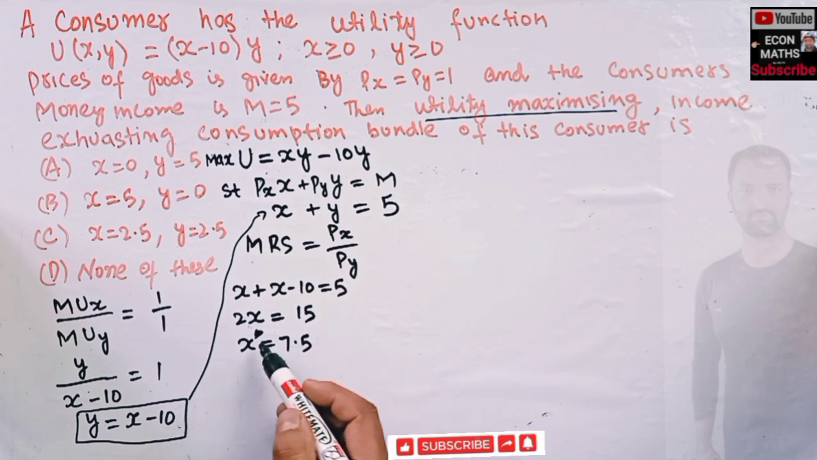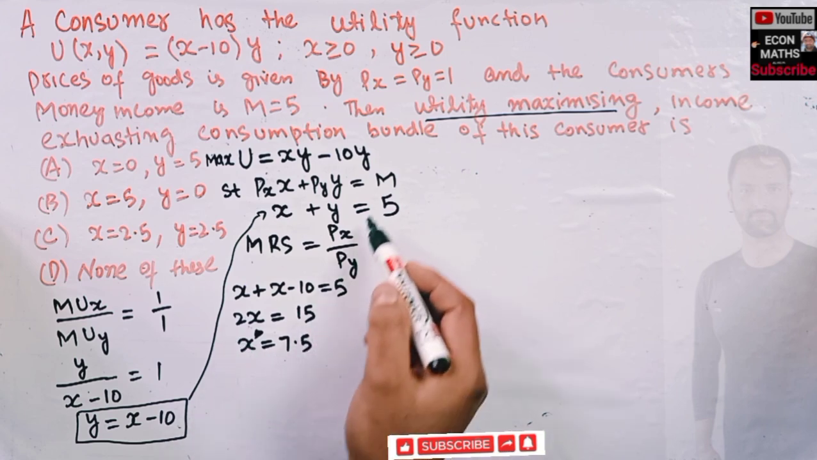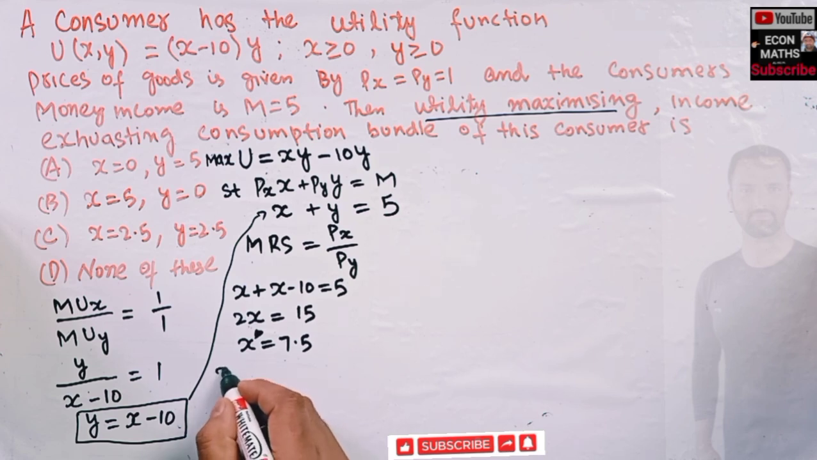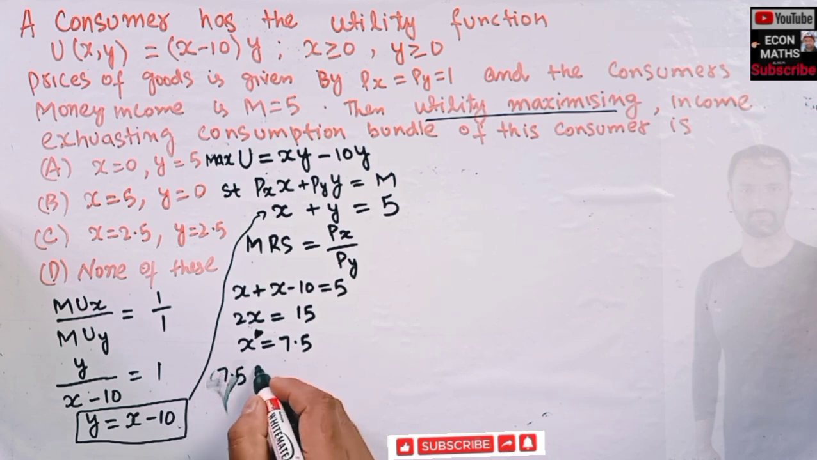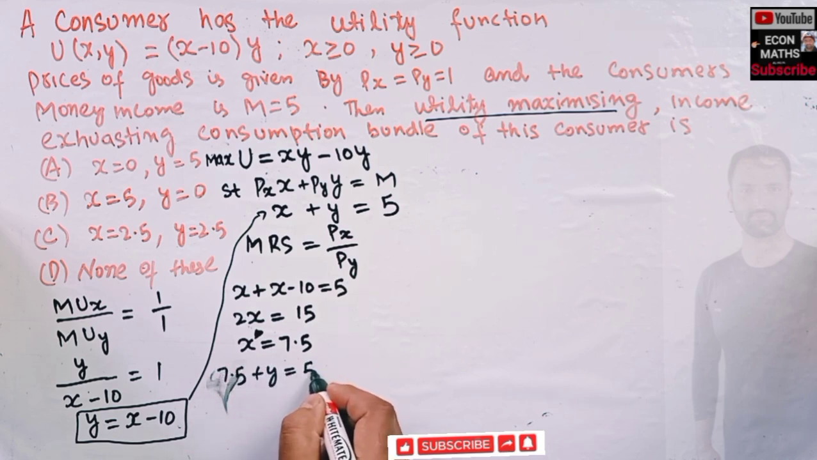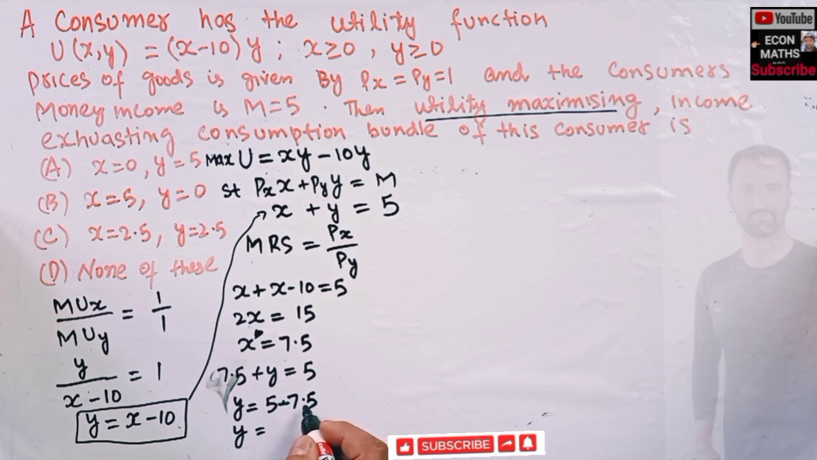What is the optimal value of y? Again, put x equal to 7.5 in this equation. In place of x we have 7.5 plus y is equal to 5, or y is equal to 5 minus 7.5, that is negative 2.5.